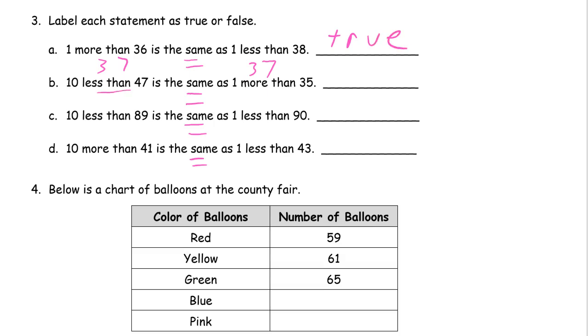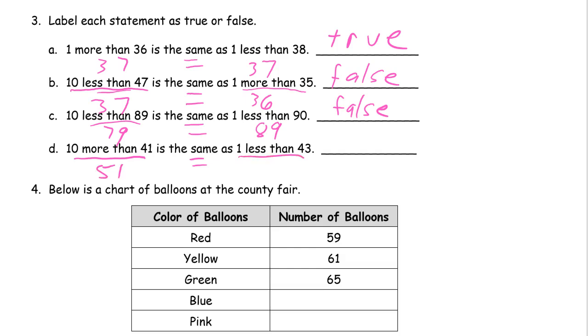10 less than 47 is 37. One more than 35 is 36. 37 is not the same as 36, so it's false. 10 less than 89 is 79. 1 less than 90 is 89. 79 is not the same as 89, so it's false. And 10 more than 41 is 51. And 1 less than 43 is 42. 51 and 42 are not the same. So it's false.